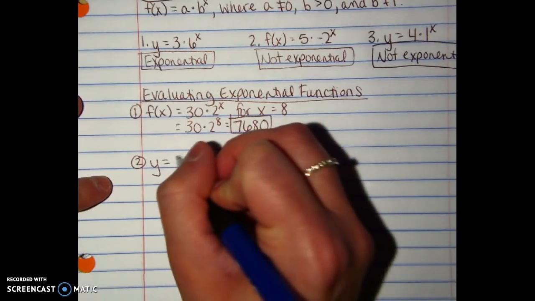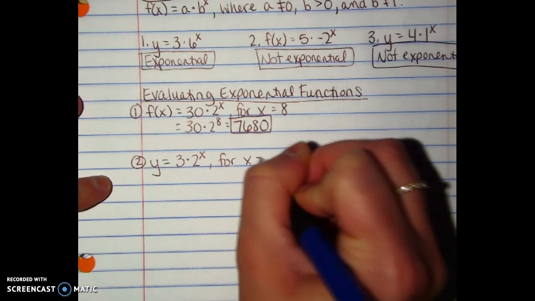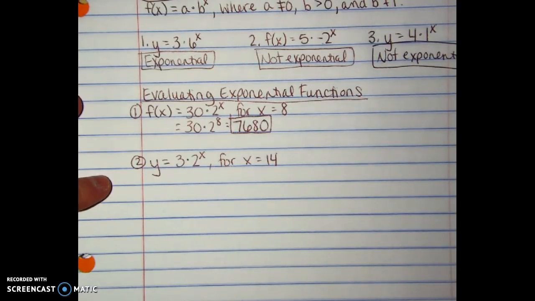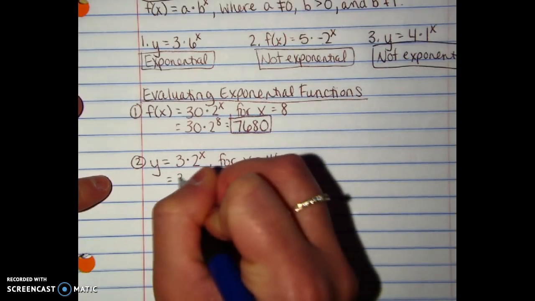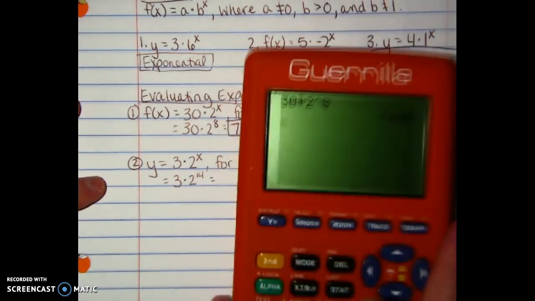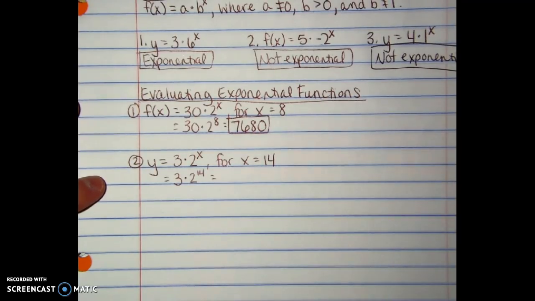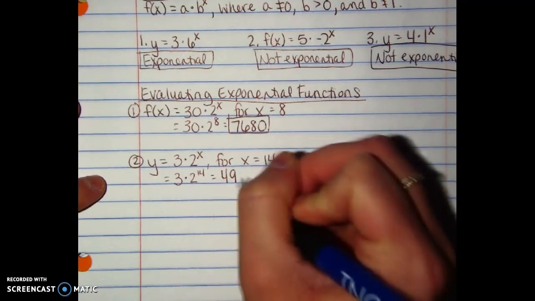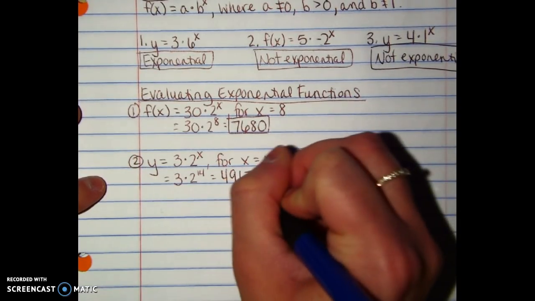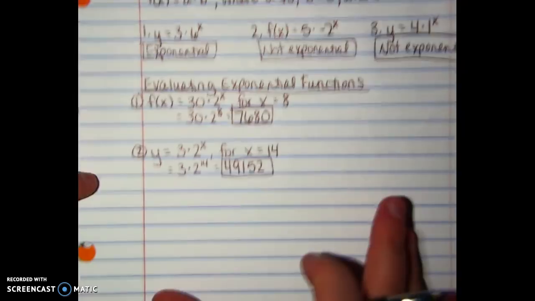Y equals 3 times 2 to the x, for x equals 14. So this is 3 times 2 to the 14th. Okay, so that's a pretty big number, 49,152. And it's okay if you get huge numbers like that. You're supposed to on exponential functions. Okay, one more.